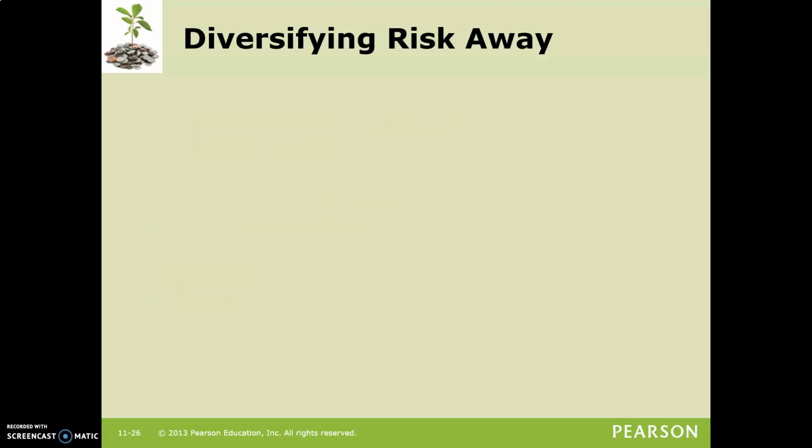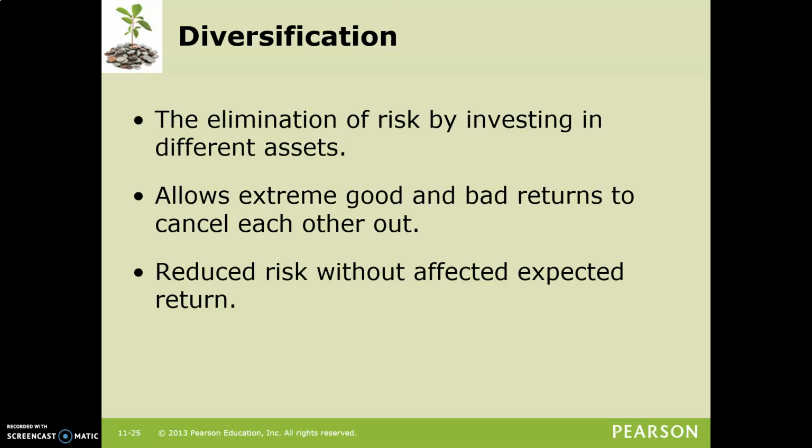Okay, what is diversification? It's actually a method to reduce risk by investing in different assets. It allows extreme good and bad returns to cancel each other out, and it reduces risk without affecting expected return. So there's a saying, do not put all your eggs in the same basket. This is all about diversification. If one asset drops in price, another one in a different market will pick up in price, so it offsets your losses.